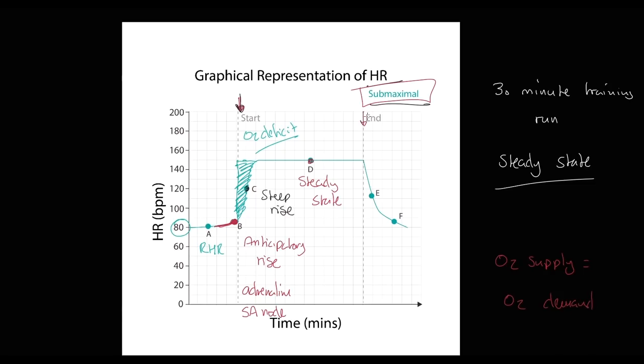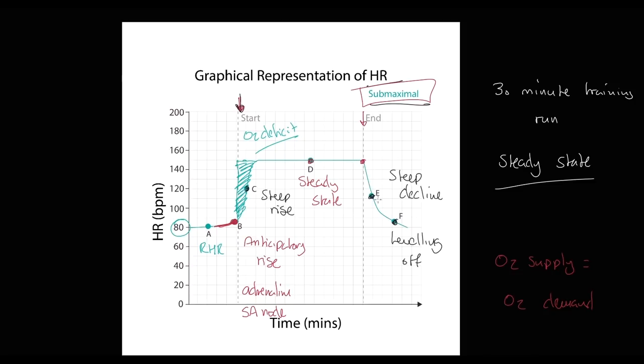Exercise ends at this point here. So we get a fall in heart rate, and I want to label these correctly. Point E here, we want to call that a steep fall, or often a steep decline. You guys can probably already tell me that's the fast component of EPOC. Yes, you're right, it is. But just for the purpose of this, we're going to call it a steep decline. And then finally, here we have a leveling off, or a gradual leveling off. Try and use that language, please.